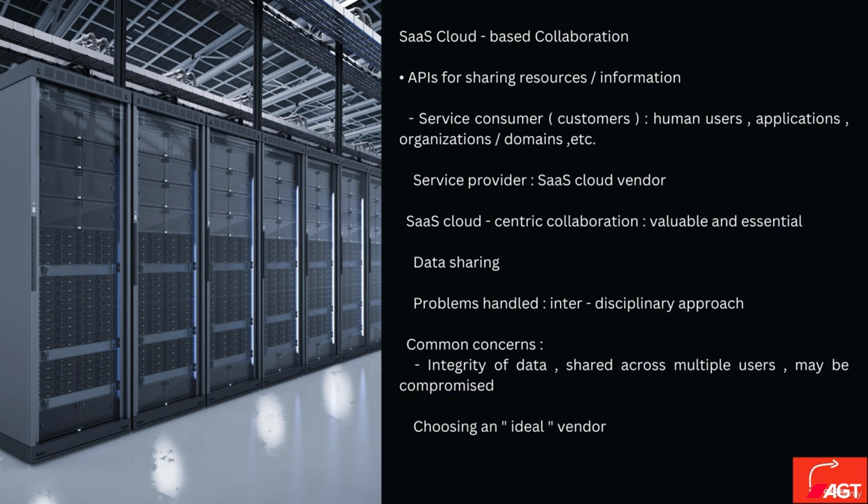In summary, software-as-a-service cloud-based collaboration involves the use of APIs for data sharing, which can be valuable but also poses potential security risks. It's important for customers to choose a reliable vendor with strong security measures in place and to follow best practices for data protection when collaborating through cloud-based services.